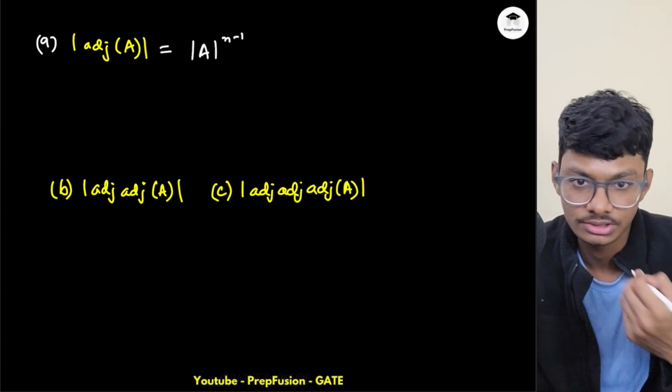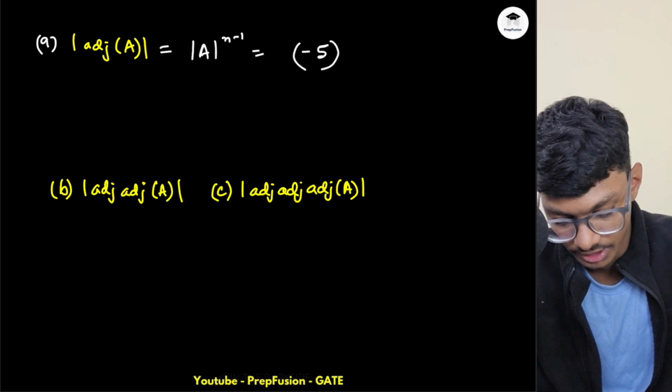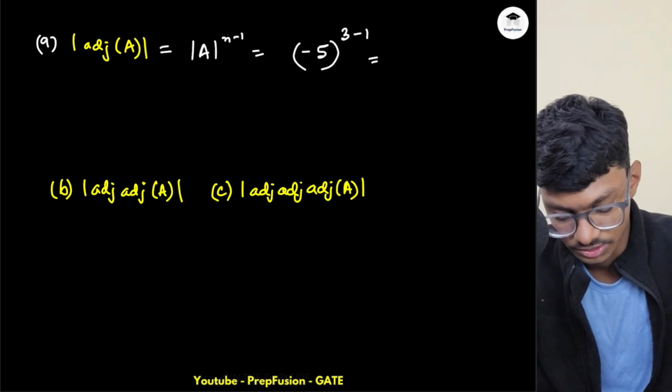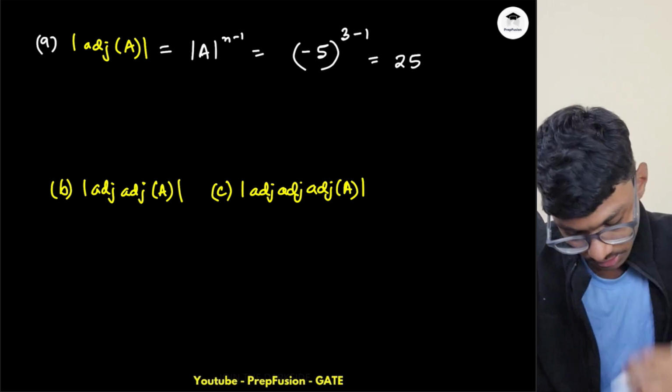So this is a formula that we just derived in the previous lecture. What is determinant of A? It is (-5) raised to power n minus 1, which is 3 minus 1, which is 25. Okay, which is 25, right?